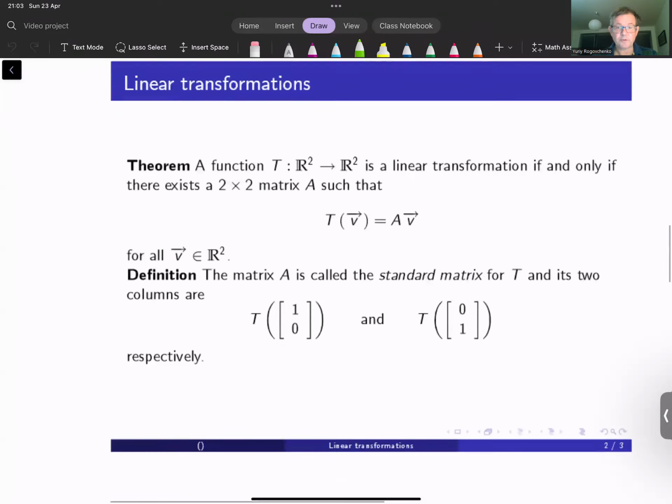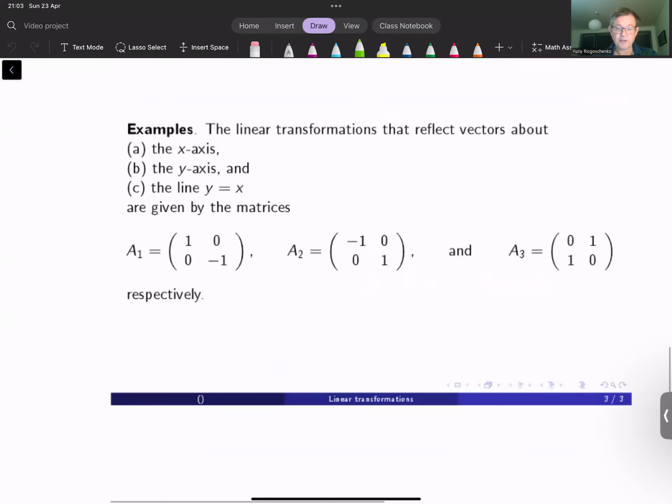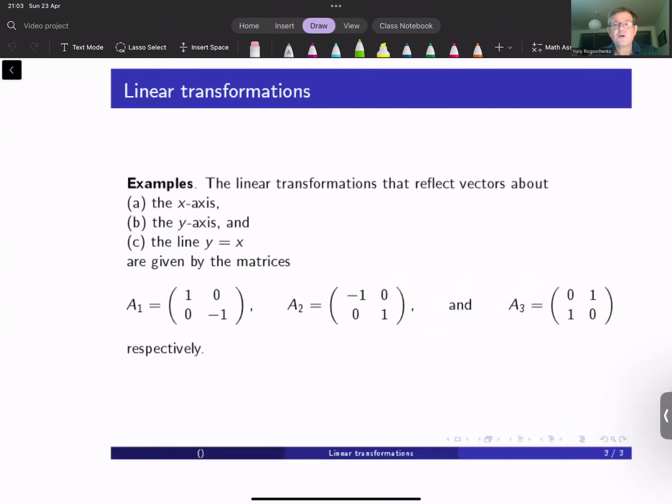And finally, we will give some examples of linear transformations. So the first example will be the linear transformation which reflects vectors about the x-axis. The second will be reflecting vectors about the y-axis, and the third will be reflecting the vectors about the line y equals x. So these transformations are given respectively by the matrices A1 about the x-axis, A2 about the y-axis, and A3 about the line y equals x.